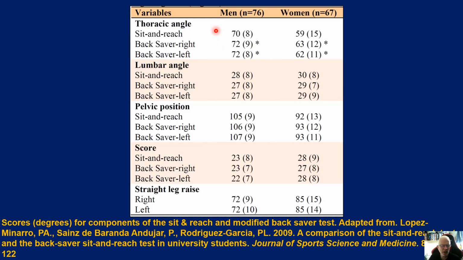And you can see actually thoracic angle is pretty much the same between left and right, but it's considered to be significantly different to the conventional sit and reach test. Lumbar is the same, pelvic position is the same. The scores, interestingly, despite this significant difference here, actually resulted in no significant difference in the overall linear displacement measurement, their indication of range of motion. That's in both males and females.